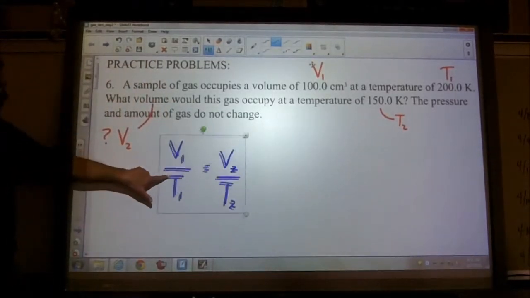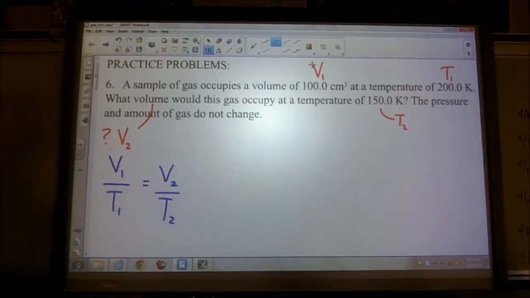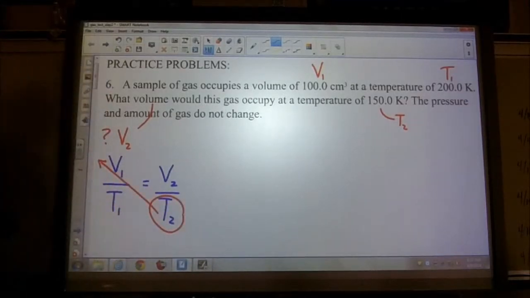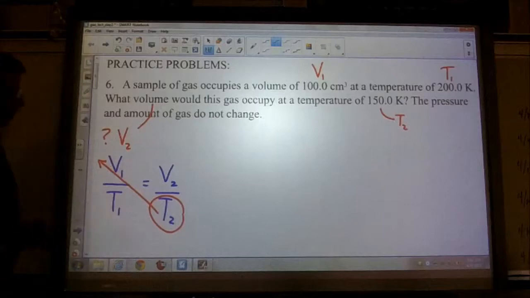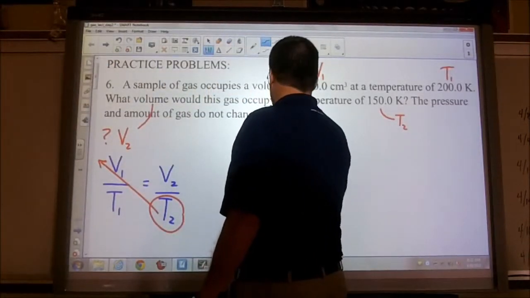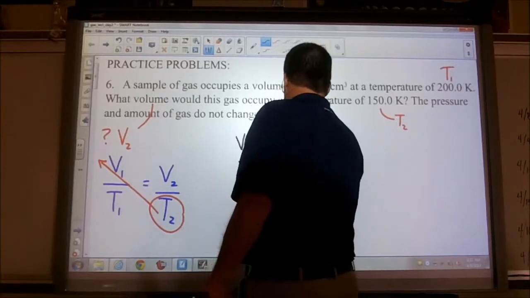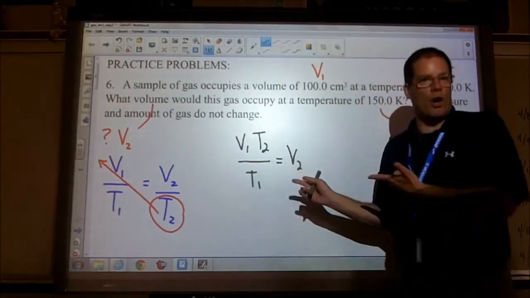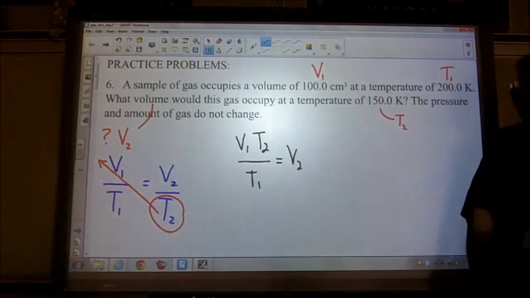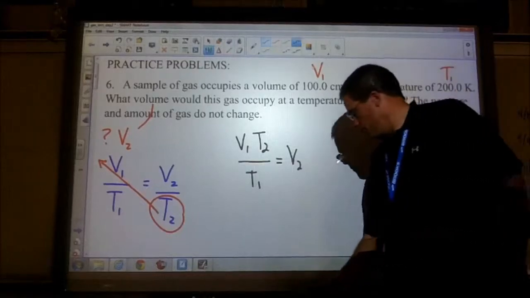Okay? Now what we want to do is make sure that we rearrange the variables before we start plugging anybody in. So I know V1, T1, so these guys are going to stay put. I'm looking for V2, so what that means is I need to multiply T2 on both sides. So now my equation looks like this, where I have V1 times T2 over T1 is equal to V2. And that's the hardest part of this whole problem, is rearranging the variables. Because once you've rearranged the variables, now we just plug the values in.